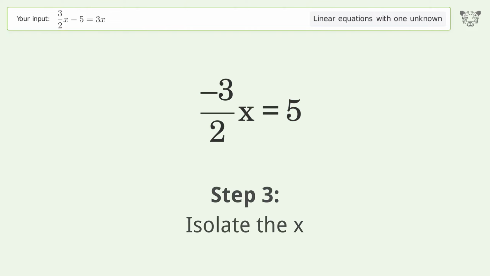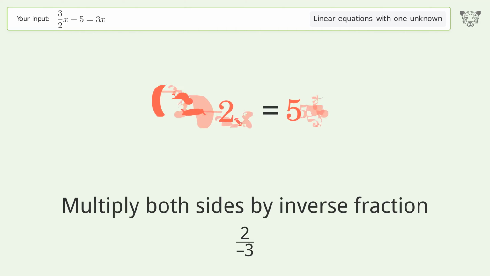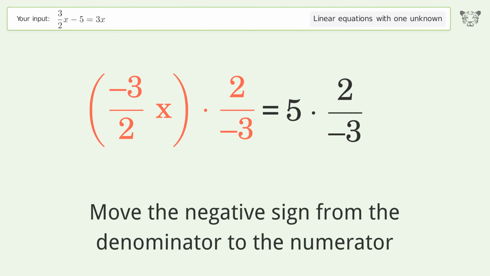Isolate the x. Multiply both sides by inverse fraction 2/3. Move the negative sign from the denominator to the numerator.